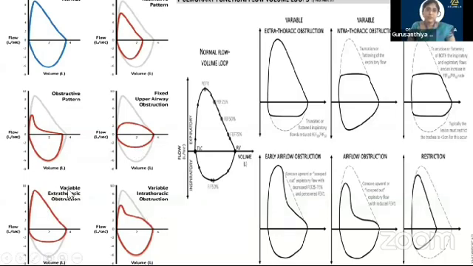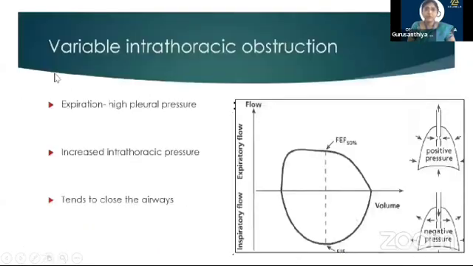Then comes, if the obstruction is variable, what to do? So in case you have a variable intrathoracic obstruction, as in a tracheomalacia at the distal level, or a polychondritis, or a tumor of a mainstem bronchus, which is mobile or so.